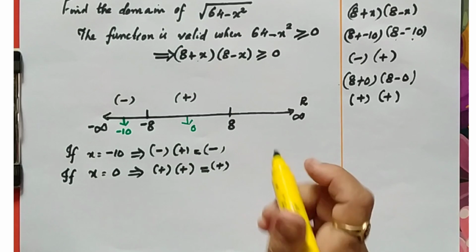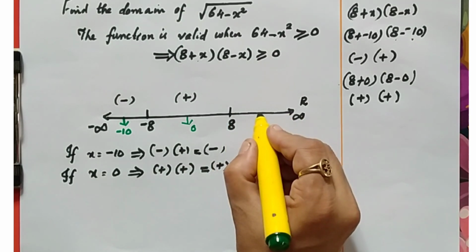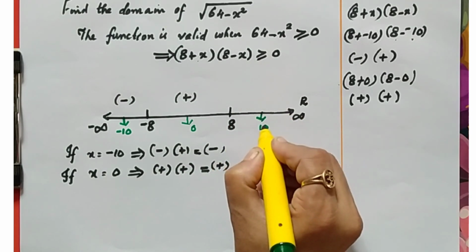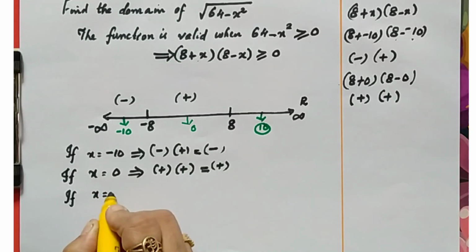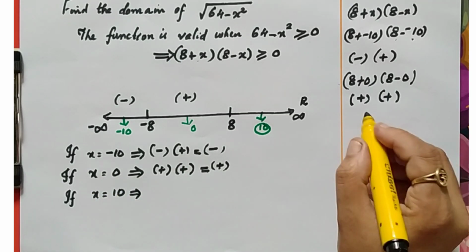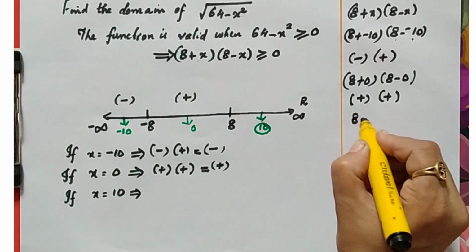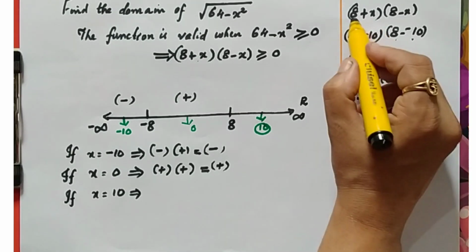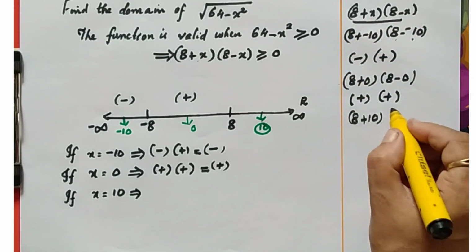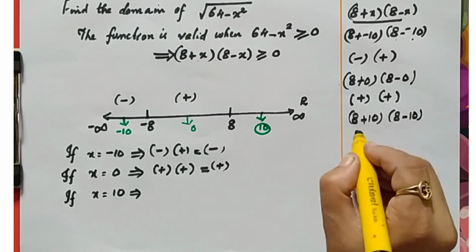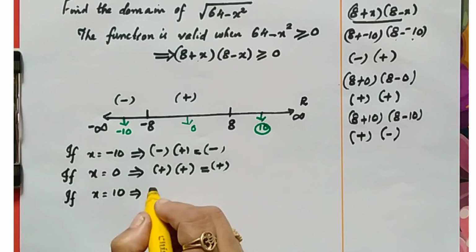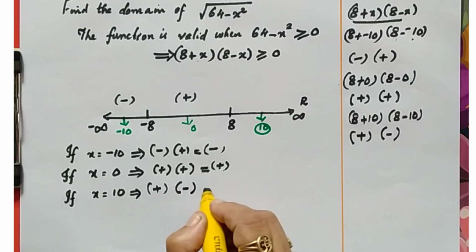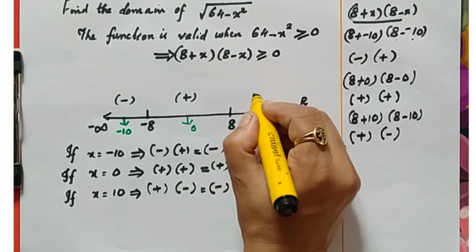Now, come with the value in the interval 8 to infinity. I am going to take a value as 10 between 8 and infinity. If x equals 10, we can substitute in the base function, 8 plus x into 8 minus x. 8 plus 10 into 8 minus 10. 8 plus 10 positive, 8 minus 10 negative. Positive into negative, and the ultimate sign will be negative.